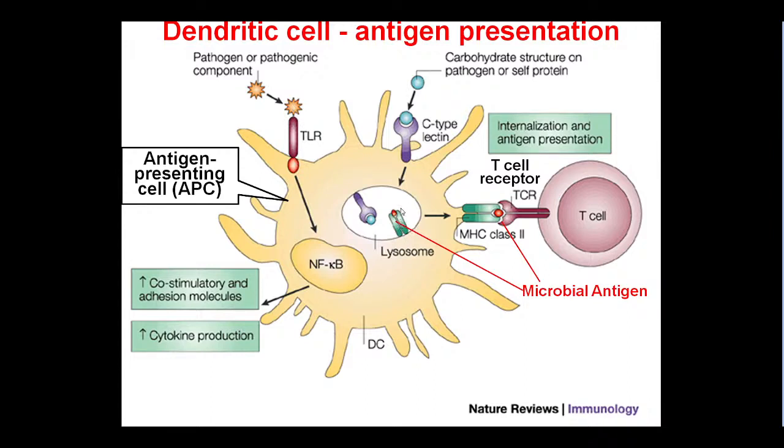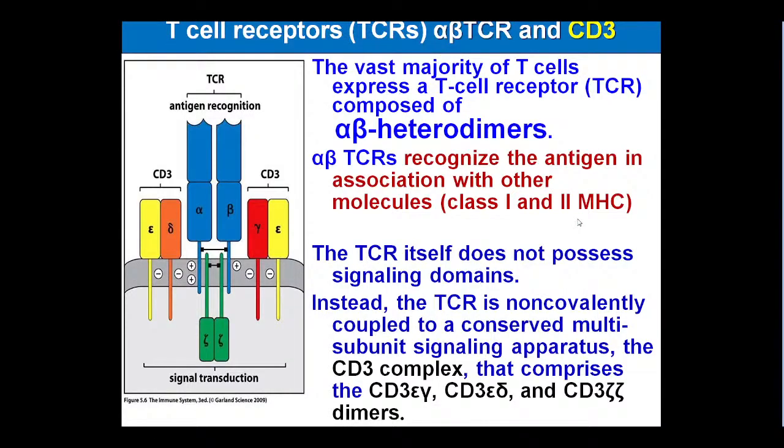These molecules combine to the antigenic peptide in the Golgi apparatus. After that, these complexes, MHC2 antigenic peptide, are exposed on the surface of the antigen presenting cell and displayed to the T cell receptors of the T cell, in this case T helper cell. After this, this T helper cell becomes activated.